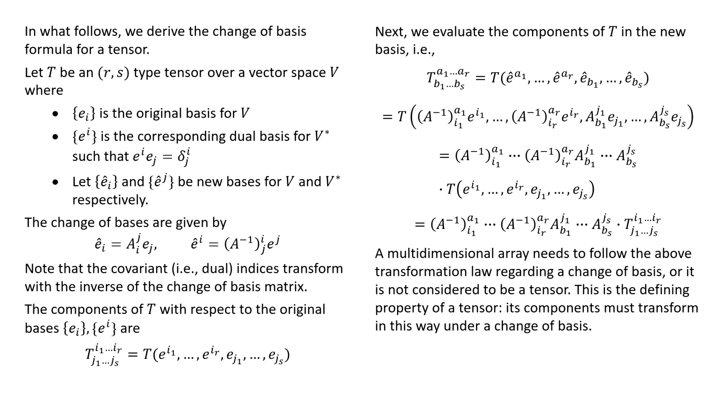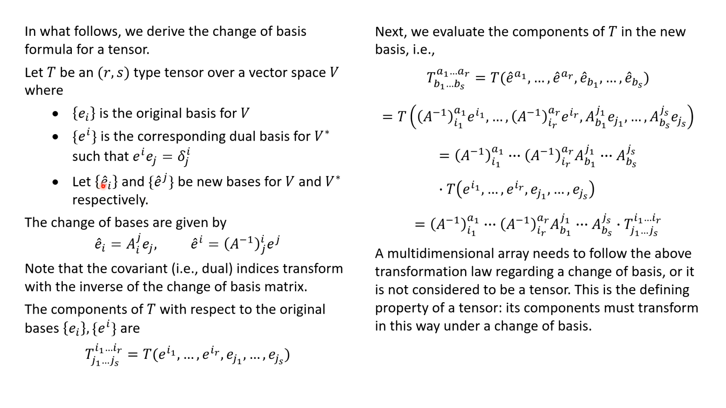In what follows on this slide, we'll derive the change of basis formula for a tensor. Let T be an R,S type tensor over a vector space V, and E sub i be the original basis, and then E superscript i represent the dual basis. The relationship between the original basis for V and the original basis for the dual is given by this. We can always select bases such that this formula holds. That's a formula related to dual bases.